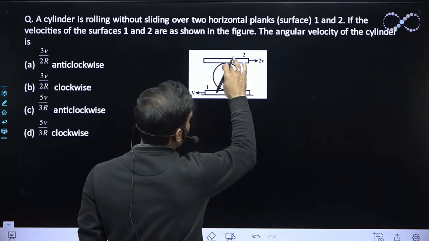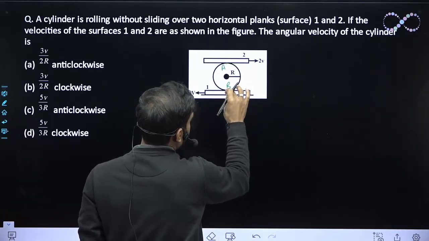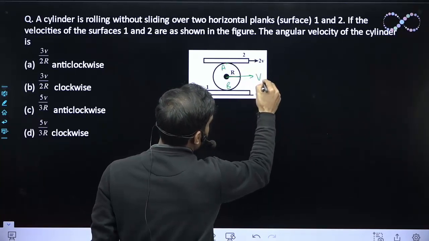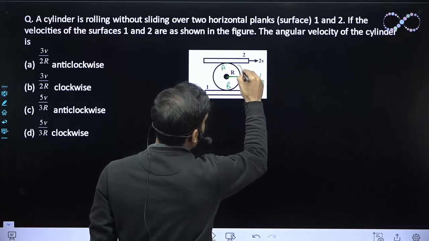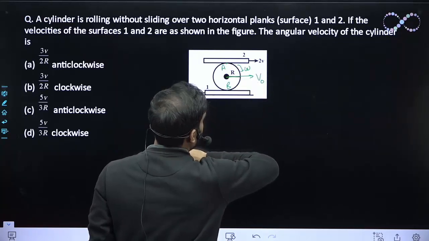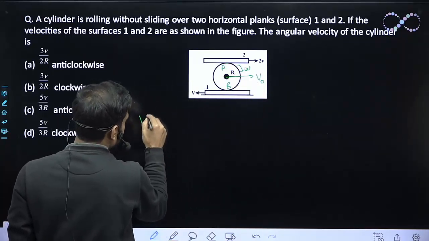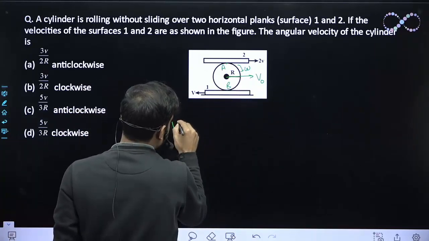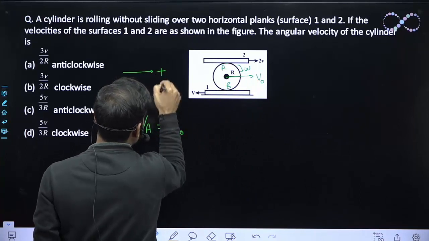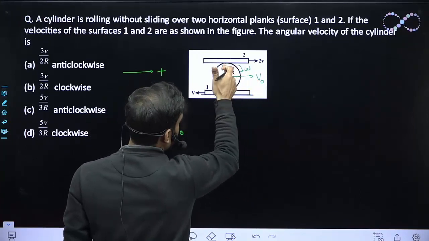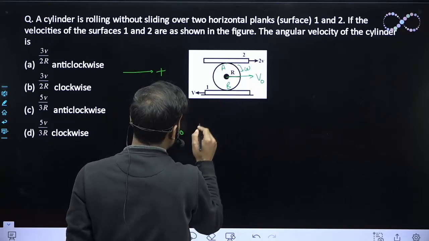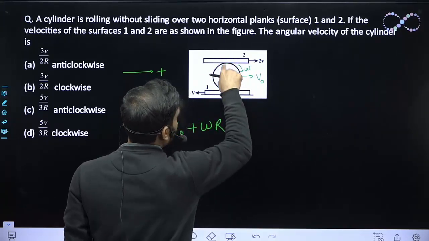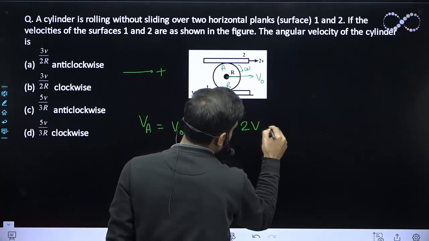Since the topmost point has more velocity and the bottommost point has less velocity, you can assume it is moving with velocity v naught in this way and is rotating like this with omega. Now I can say the velocity of A, due to translation, you will get v naught. Rightward direction I have taken positive here, and due to rotation you will once again get omega r, that is also in rightward direction, so that will be plus. So omega r is equal to 2v in rightward direction. This is equation 1.